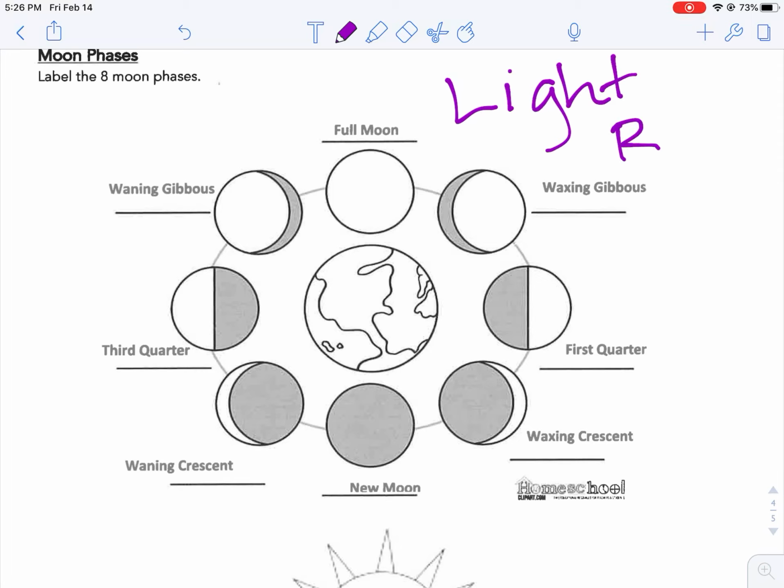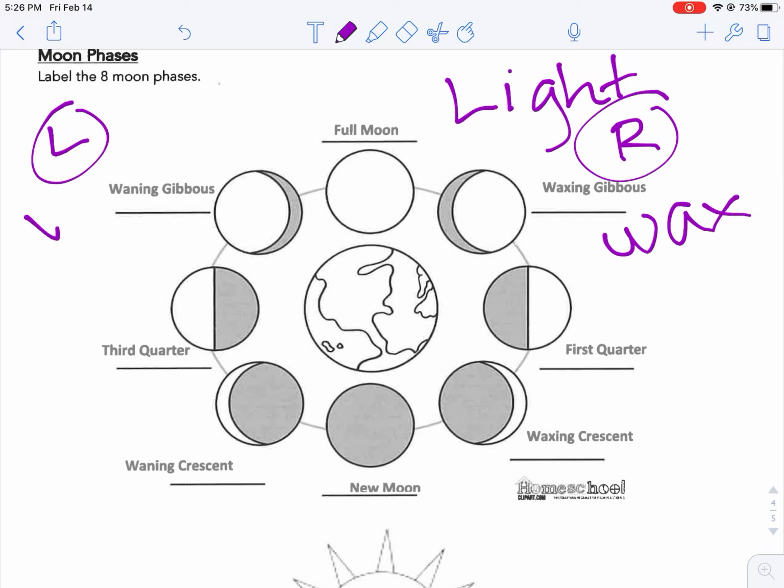If it's on the right, it's waxing. If it's on the left, it's waning. Right? So here's our light right here, guys. Light, light, light. So we're paying attention to the light. Okay, so new moon. Can't see any of it from Earth because the side that's being lit, the half that's being lit, is faced away from us.